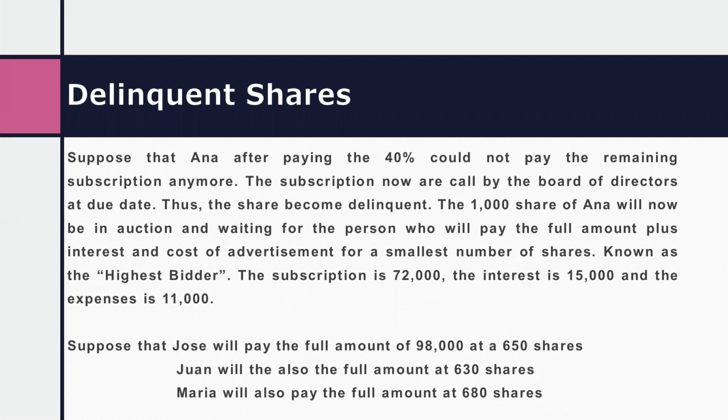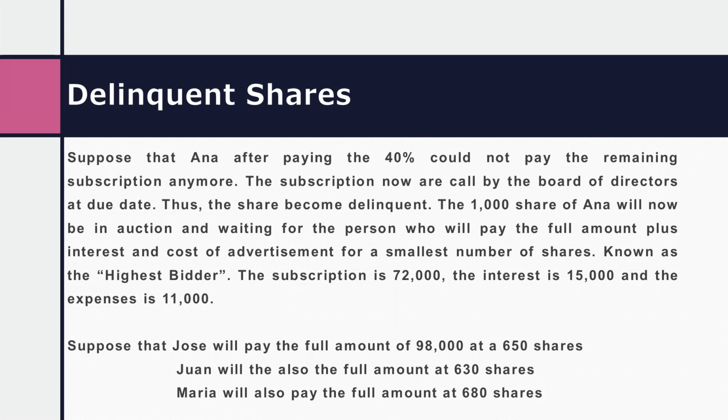Now, we have three bidders here below: Jose, Juan, and Maria. So, Jose is willing to pay the full amount of 98,000 for 650 shares. So, meaning, Jose will take the 650 shares at 98,000. Actually, the remaining shares will be given also to the original subscriber. So, Juan is willing to pay 98,000, but will take only 630 shares. And then Maria will also pay the full amount, but for 680 shares.